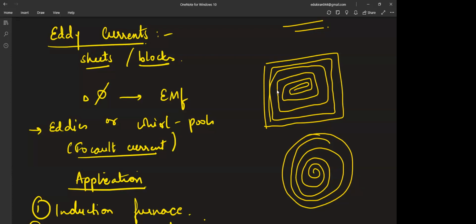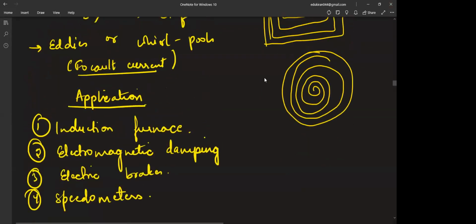So these types of currents are produced on very, very thin sheets. All right, these are whirlpools. We also call them Foucault current. This is enough for you to remember. Nobody is going to ask you this in your exam. Just remember the application of it. It is used in induction furnace, electromagnetic damping, electrical brakes, and speedometers.